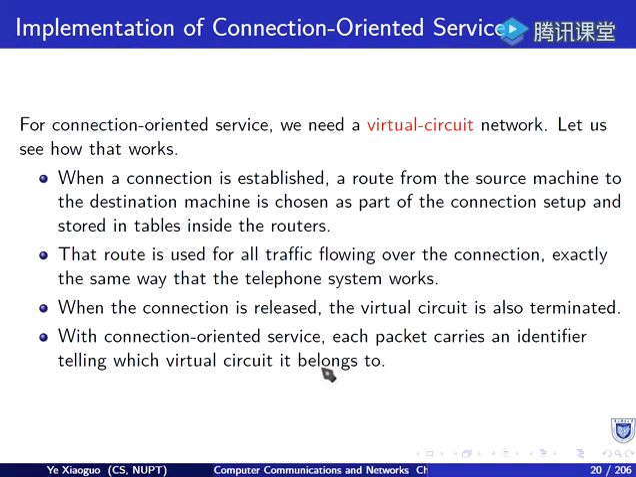For connection-oriented service, we need a virtual circuit network. Let's see how that works. When a connection is established, a route from the source machine to the destination machine is chosen as part of the connection setup and stored in tables inside the routers. That route is used for all traffic flowing over the connection, exactly the same way that the telephone system works. When the connection is released, the virtual circuit is also terminated.